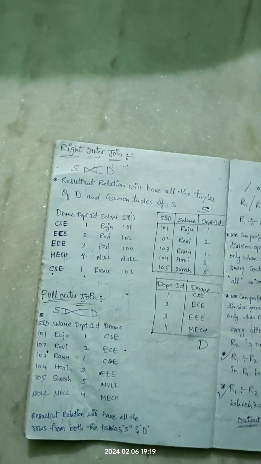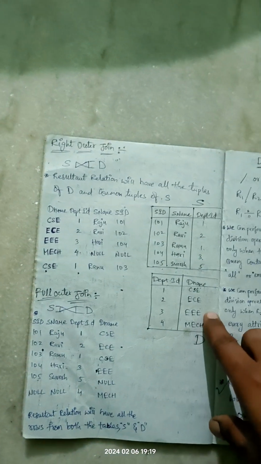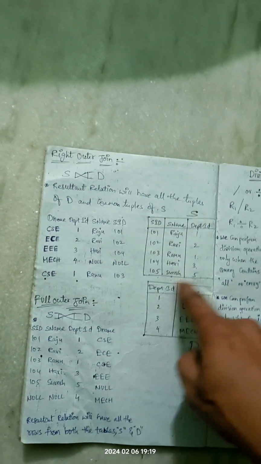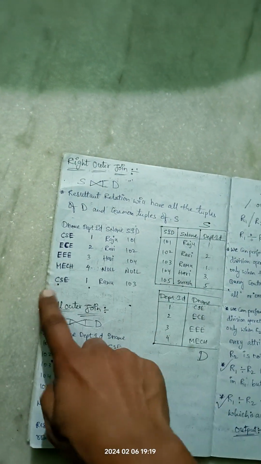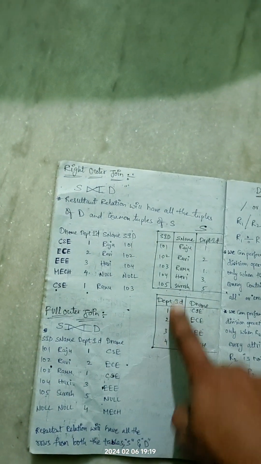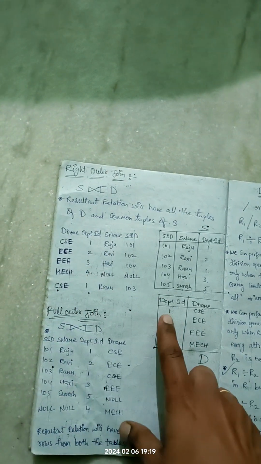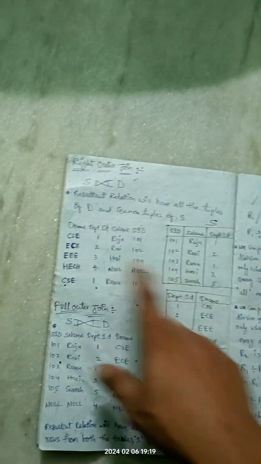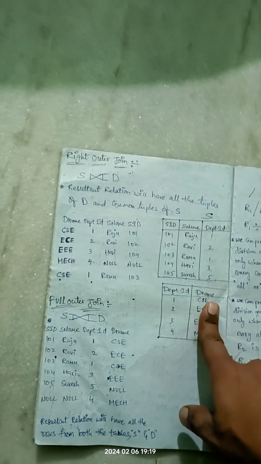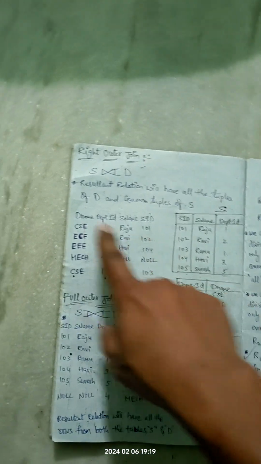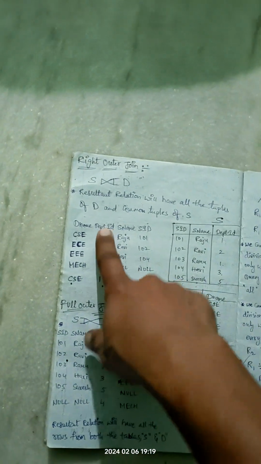You have to write like this. First write this table as it is here. Forget about the last line. First write these four rows as they are here. You can write department ID first and then department name, or for your convenience I have written department name first and then department ID.